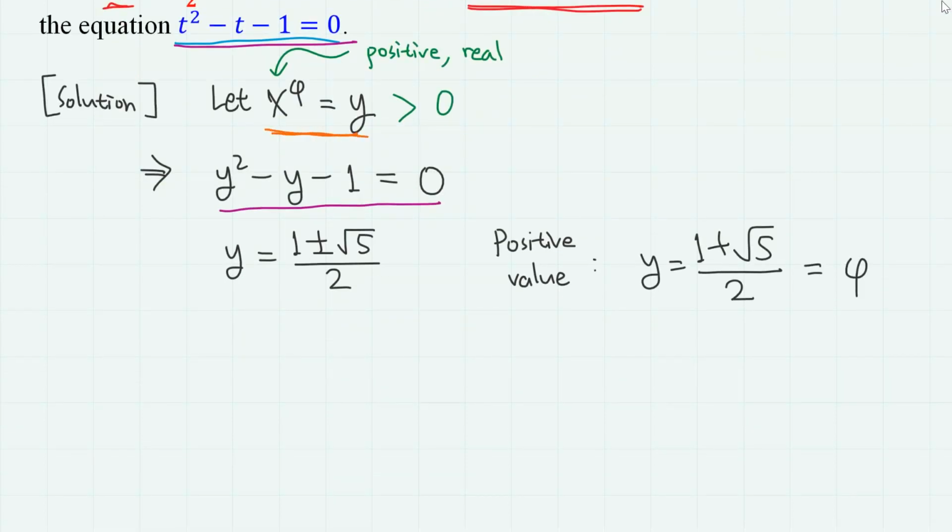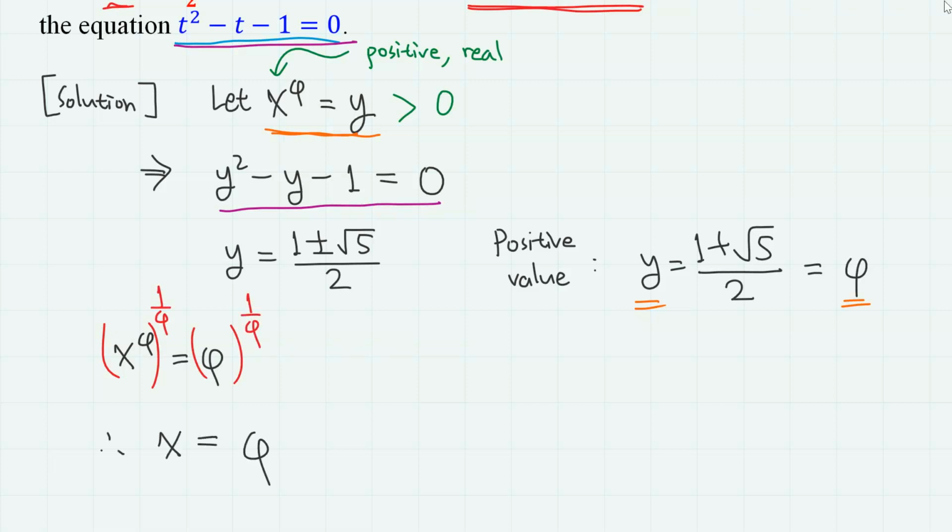Since y equals x to the power of phi, y equals phi means that x to the power of phi is phi. So in order to find x, we must raise both sides to the power of 1 over phi. This gives x equals phi to the power of 1 over phi. And although this is a really nice looking expression, let us try to obtain a full numeric expression for the solution.